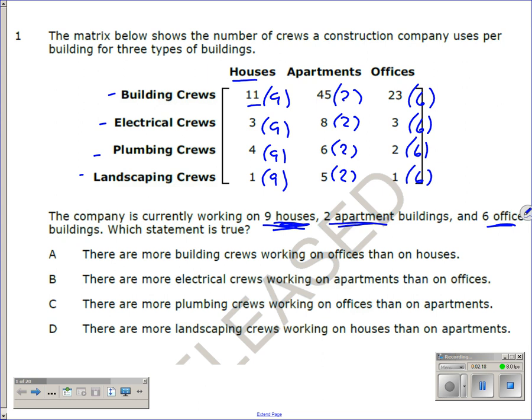Anyway, let's go through them. So we're looking at building crews first. It says you got more of them working on offices than on houses. Is that true? Sure. 23 times 6 is greater than 11 times 9. Right? 11 times 9 is 99, and then 23 times 6 is bigger than 100. There you go. And you can test the other ones, but that is the right answer. Questions on that? It's going to be something like that. We just have to multiply.